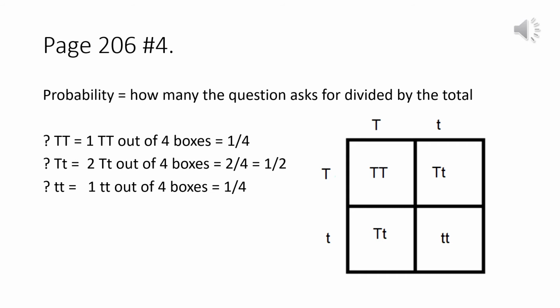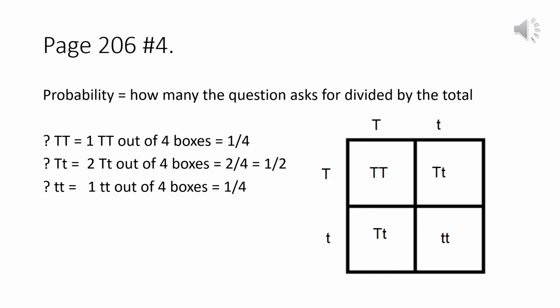It should be little t. What's the probability of being little t? There's 1 little t out of 4 boxes, so that would be 1 out of 4, or 25%. So there's the probability there.